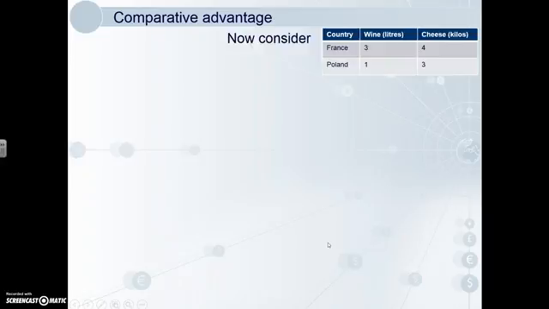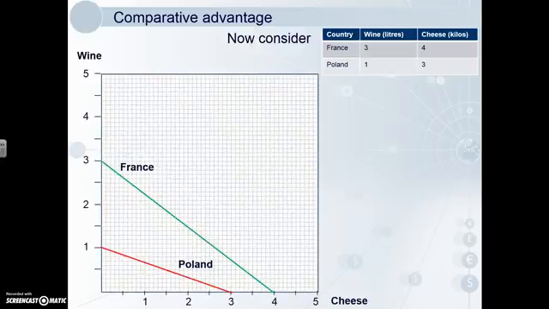Moving on to comparative advantage, we'll consider another set of data. France and Poland making wine and cheese. If we again assume that they have the same quantity of resources, we see that France has an absolute advantage in wine. They can make 3 litres while Poland makes 1, and also in cheese. They can make 4 kilos compared to Poland's 3. Immediately, you might think France is better at making both. Why would they trade? But the answer lies in comparative advantage.